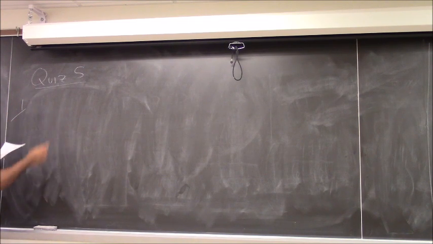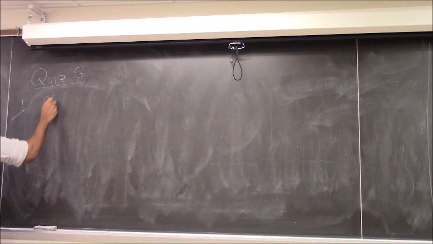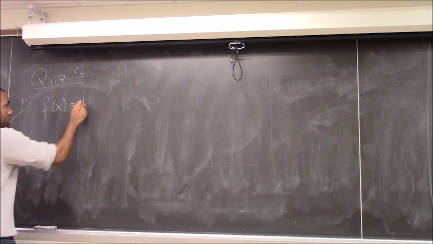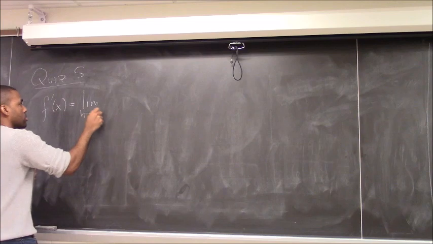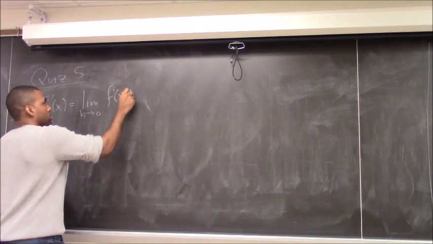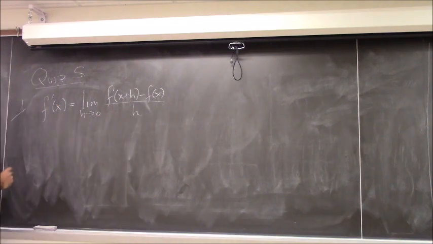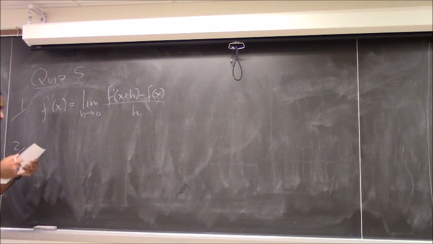So problem 1 was to define the derivative. It's the limit as h approaches 0 of f of x plus h minus f of x, all over h. That's the difference quotient. Some of you didn't include the limit.